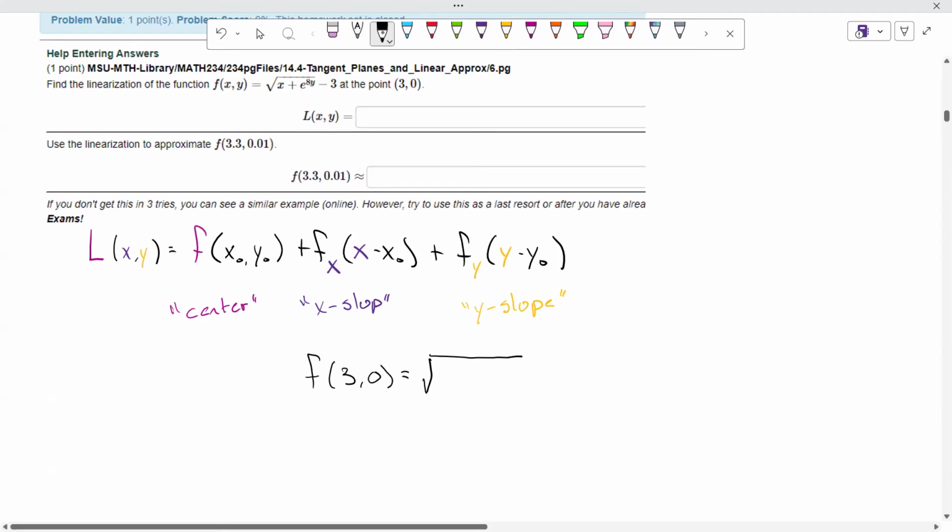I think it's the square root of 3 plus 1 minus 3 on the outside. All right, e to the 0 is going to be 1. So the square root of 4 is 2. And 2 minus 3 is negative 1.